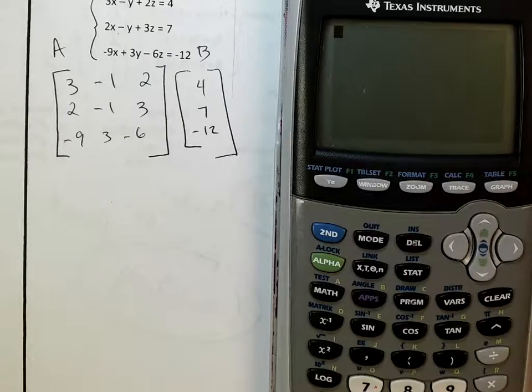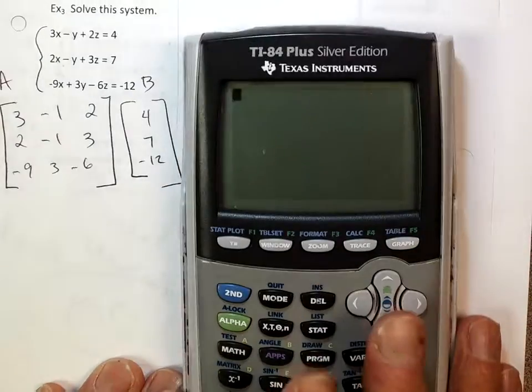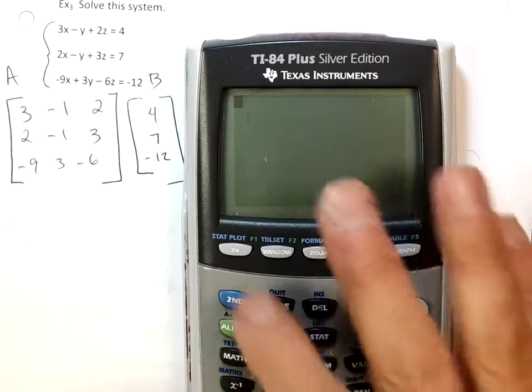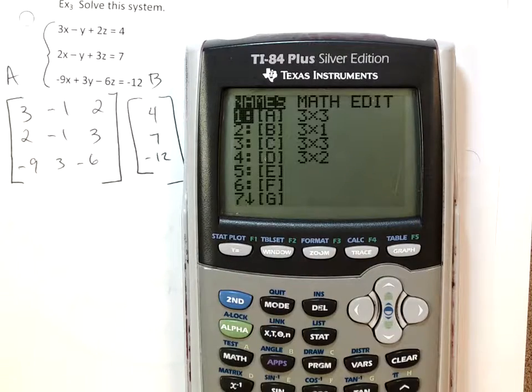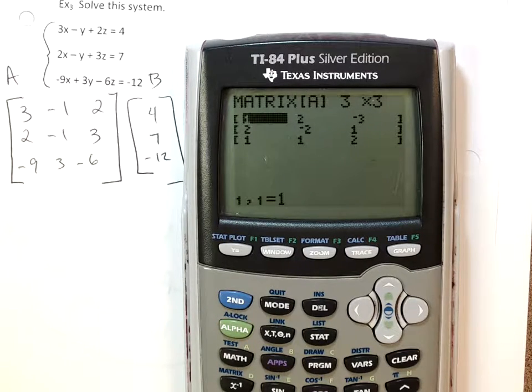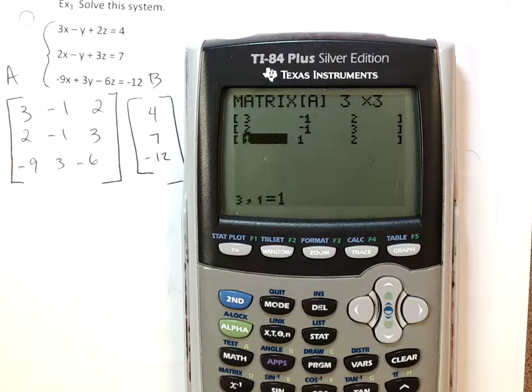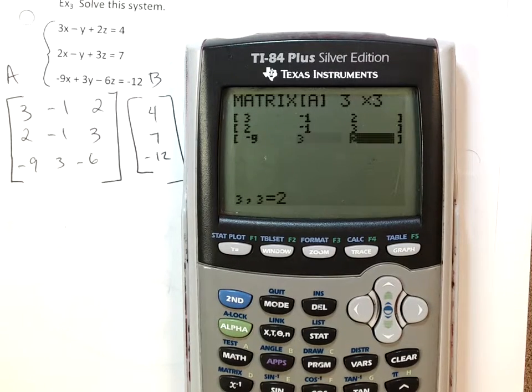I'm going to do it on mine at the same time so people who are recording can watch me do it. Second matrix. Go to edit because we want to create a new A. This is a different A, so we have to edit the old matrix A. It is a 3 by 3. Now I'm going to type in new numbers right over the old ones: 3, -1, 2, 2, -1, 3, -9, 3, -6. Okay. Singular.